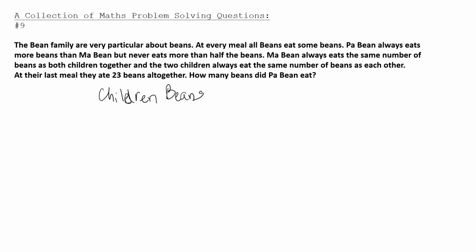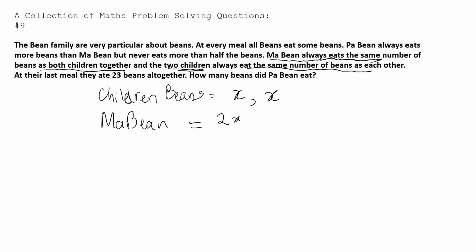There are two children, and they eat the same number of beans as each other. So suppose these children eat an amount X each, the same number. Then the mother eats the same number of beans as both children together. So this Ma Bean eats 2x.